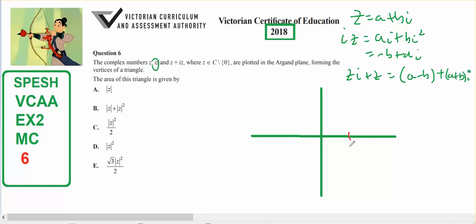Okay, I call that A and I call that B. Therefore, in the imaginary, that's A and that's B. That's minus A and that's minus B. So that Z is (A, B). iZ is (minus B, A). And this is (A minus B, A plus B).